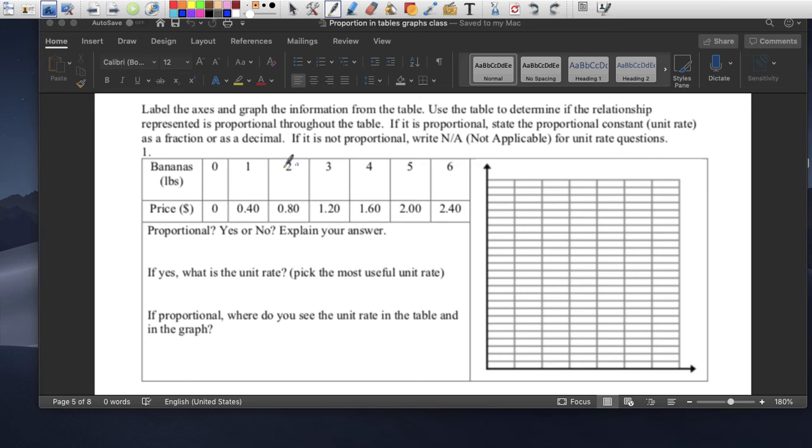Well, let's graph it. Okay. I'm going to put 0 over here. And money is going to go on this side, right? On the y-axis, up and down. And this is going to be the pounds of banana.